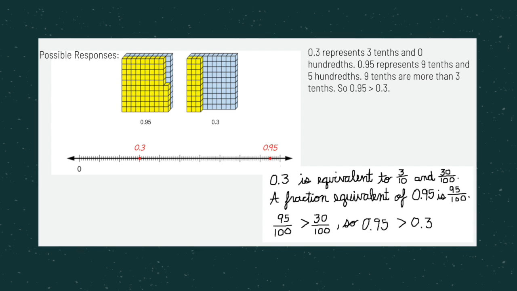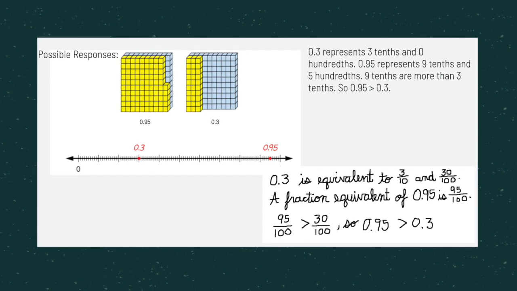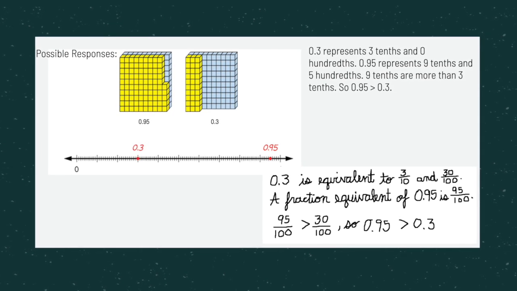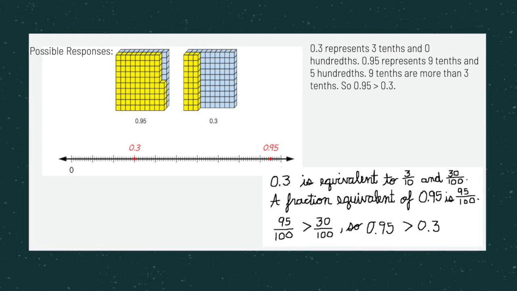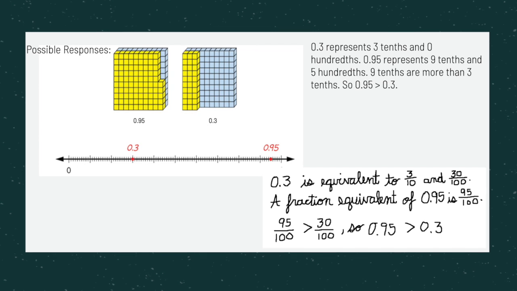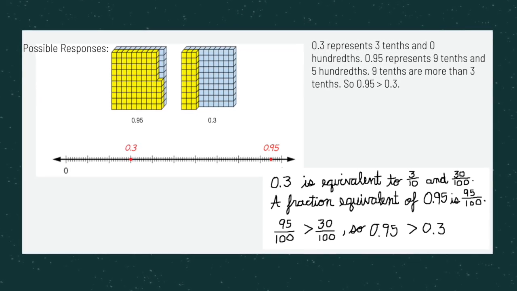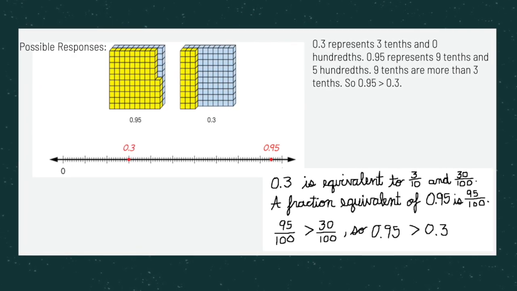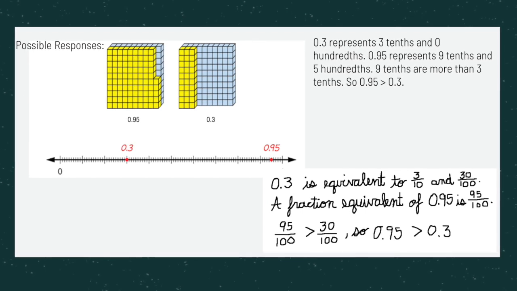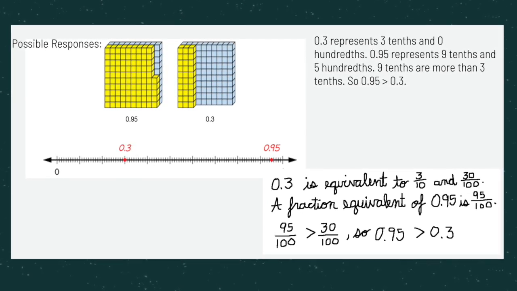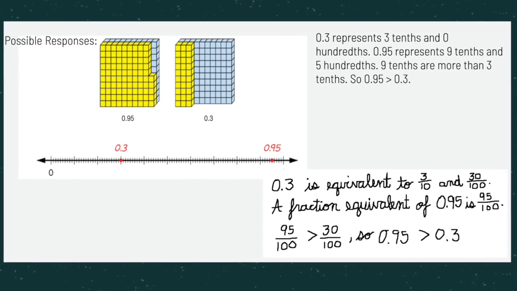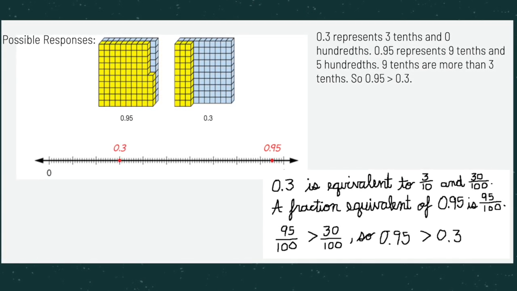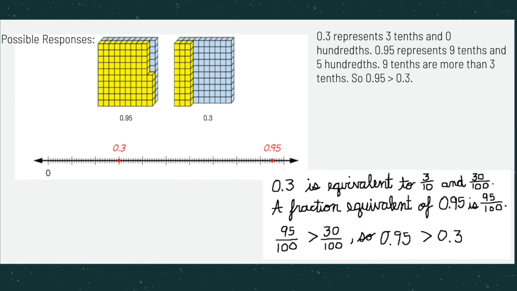Did you use a visual model like base 10 blocks or a number line? Did you convert your decimals into fractions? Or did you take a look at the place values to determine if 95 hundredths is greater than, less than, or equal to 3/10? Take a sec to recognize the possible responses here.